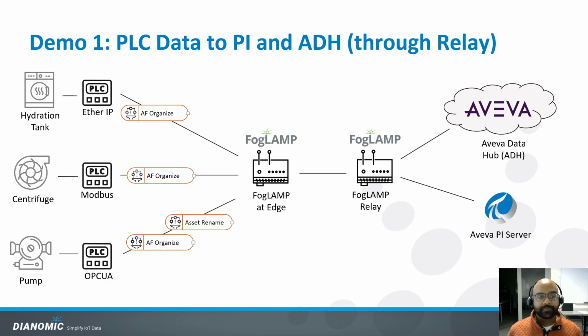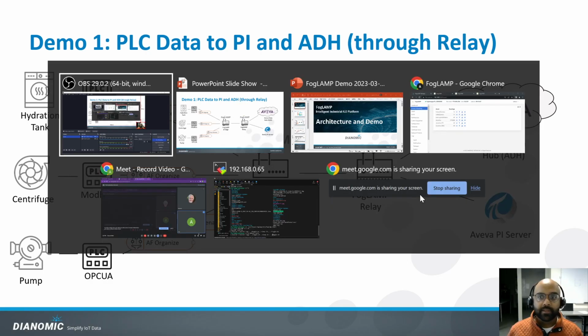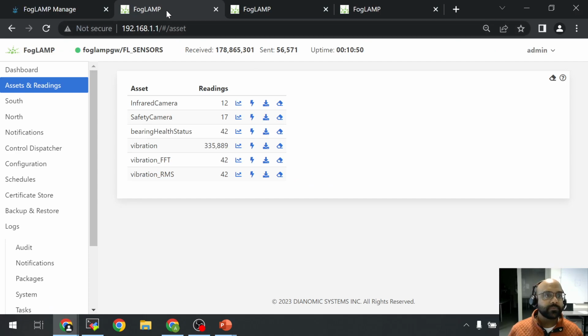and can be used. Now, in our case, and possibly in yours, you could have a situation where you can't send from FogLAMP directly to a cloud service or to the end destination because of security requirements. In this case, we solved that problem by sending data from FogLAMP at the edge to FogLAMP within the DMZ serving as a relay. And the FogLAMP serving as a relay then sends data to, in this case, the Aveva Data Hub and the Aveva PI Server. So let's jump into the actual FogLAMP instance and take a look.